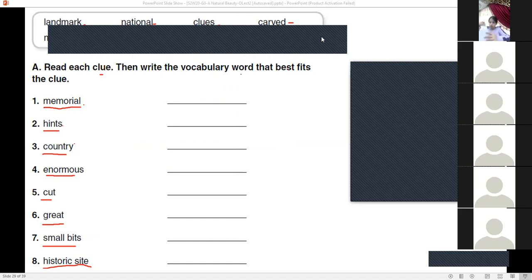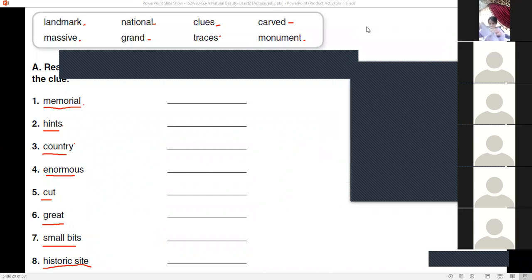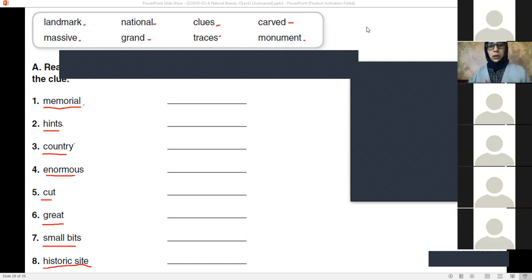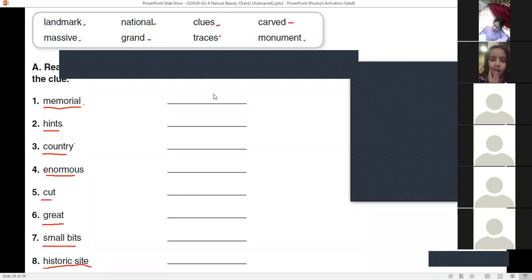Memorial. Bravo. Which word means memorial? A memorial. Let me give you another definition. A memorial is something people build to honor their hero or a leader. Landmark. Usually a landmark is related to history. Which word is related to landmark? Monument. Monument, yes. Bravo, Wissam. I will give you +1.